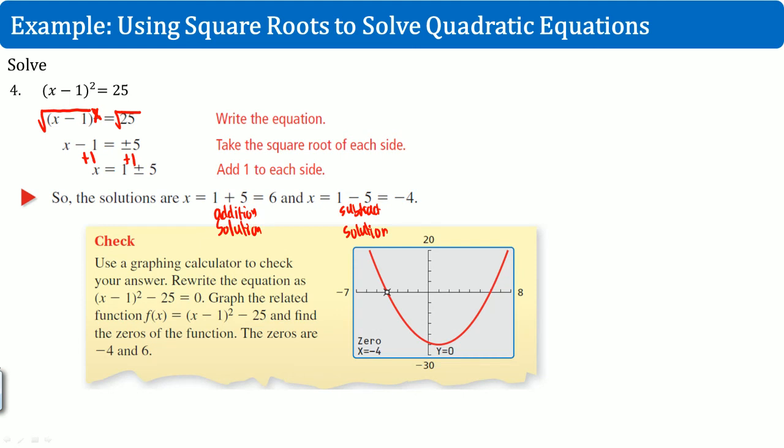If you graph this to double check your answer, you would see that the solutions would be right here, where x is equal to negative 4 and x is equal to 6, if you graph it on decimals. So the zeros here are negative 4 and 6. You could also say the solutions are x is equal to negative 4 and x is equal to 6. All right, so there you go. Those are your example problems.